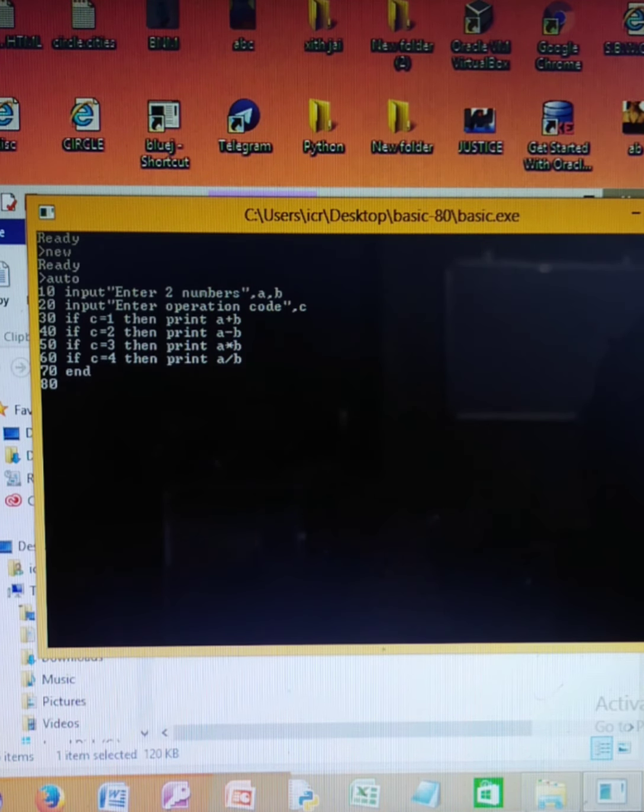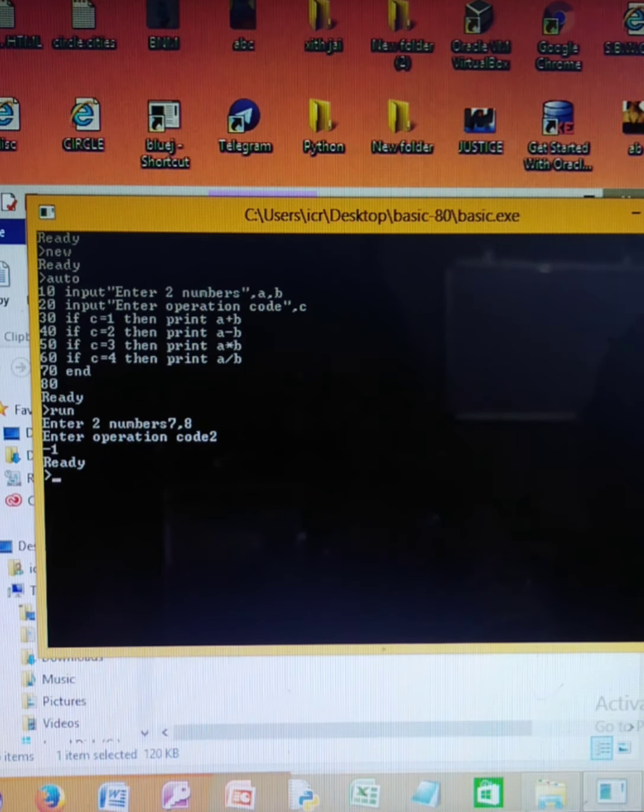So here I am entering 2 numbers, 7, 8. Sorry, I did not write run. It's saying enter 2 numbers. I am giving here 7, 8. Then it's asking me the operation code. Suppose I give here 2. I am getting -1 because 7 minus 8 will naturally give you a negative answer.